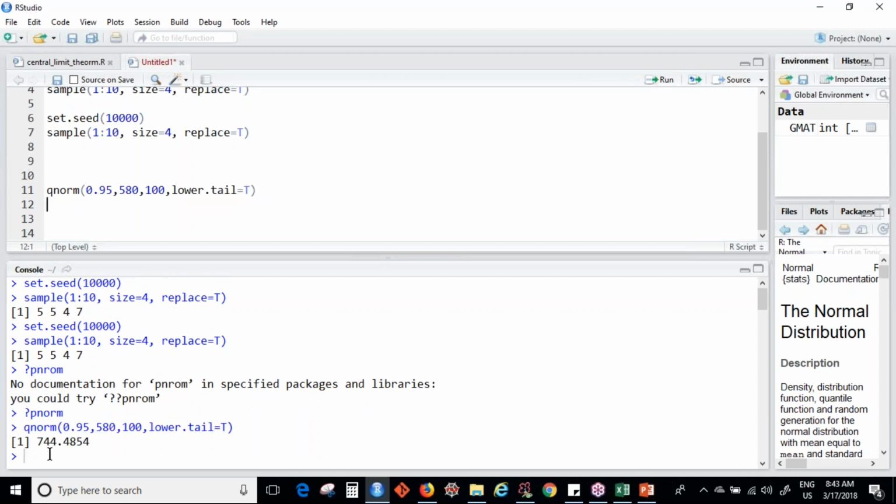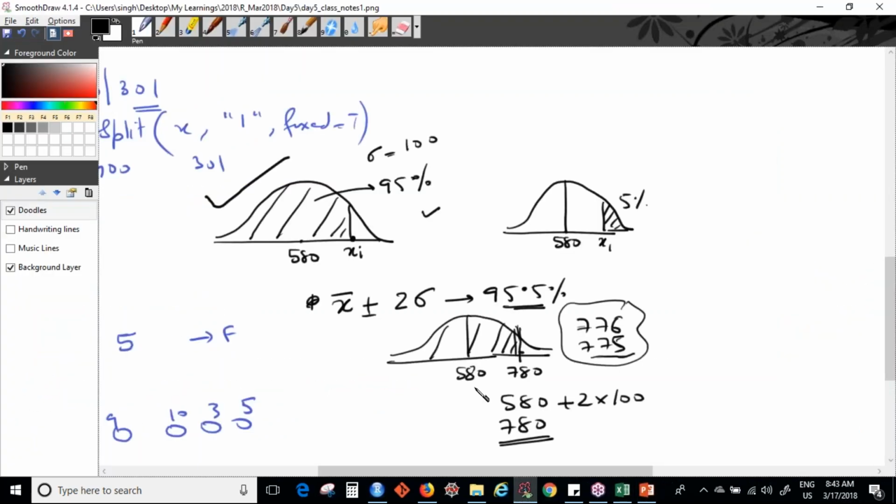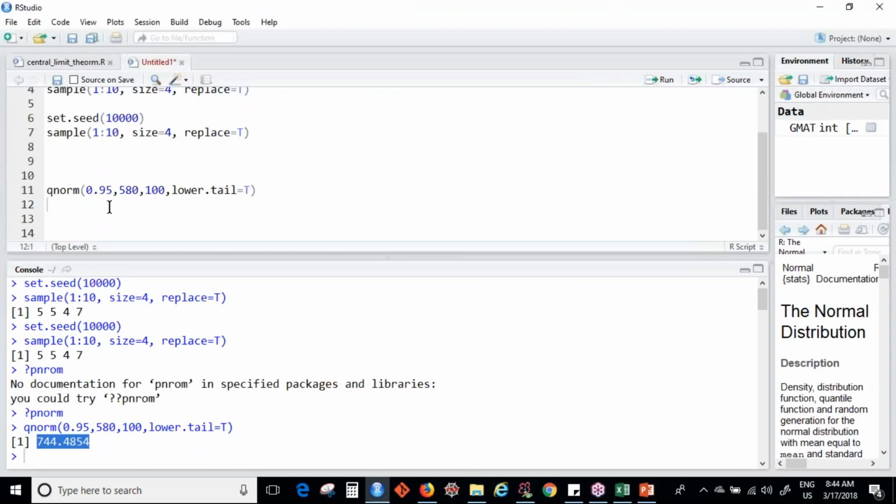Okay. So see, the answer is 744. The answer is not close to what I had thought. Again, because it is non-linear, I made that mistake. So the answer should have been around 780, little bit less than 780. So I approximated this much, but actually it is non-linear, so it will be even less than that. So 744 is the answer, for 95%.